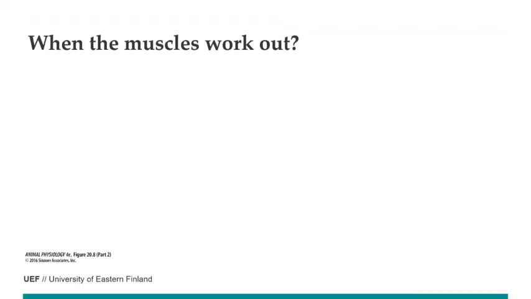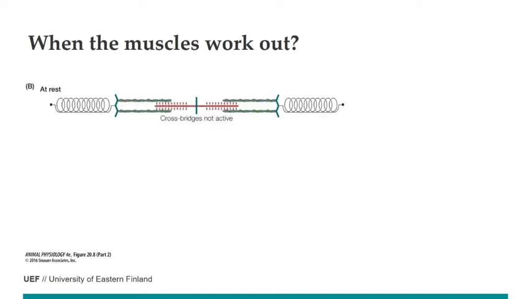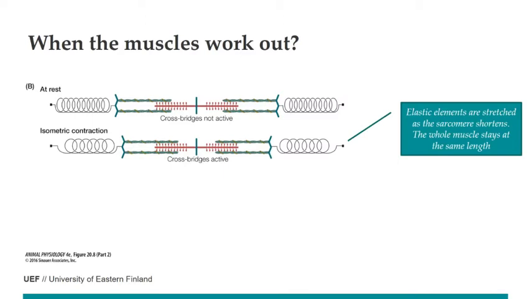So what happens in the sarcomeres when these muscles are working? Well, if we are at rest, nothing happens. There are no cross bridges that are active. If it's isometric contraction, these elastic elements are stretched because the sarcomere is getting shorter. But because the elastic elements are not stretching anything else, for example the bones are not moving, the whole muscle stays at the same length. But the cross bridges are active anyway.